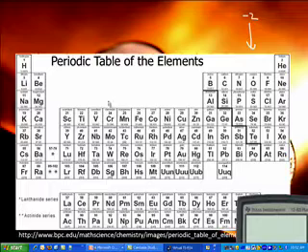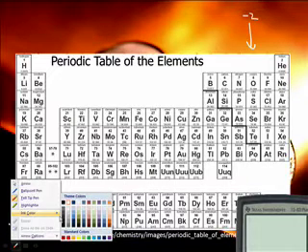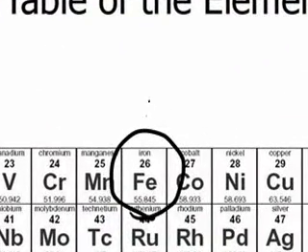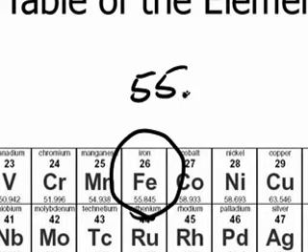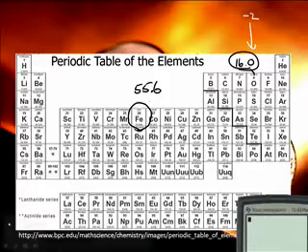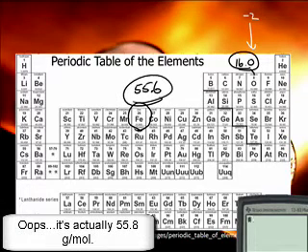So let's take a look at iron and oxygen. If we find iron right here, its atomic weight is 55.6, isn't it? I can't see it. I'm too far away. And oxygen is 16.0, right? Yep. So iron weighs 55.6, and oxygen weighs 16.